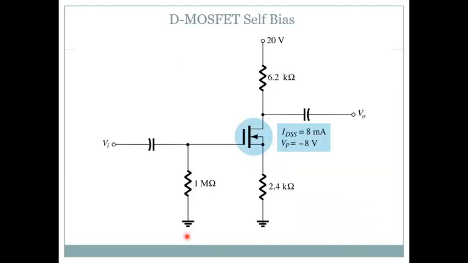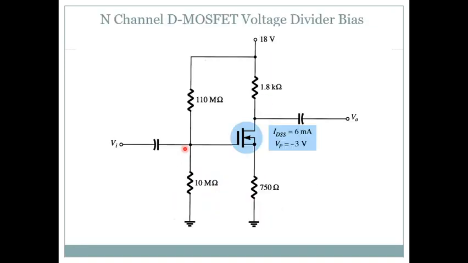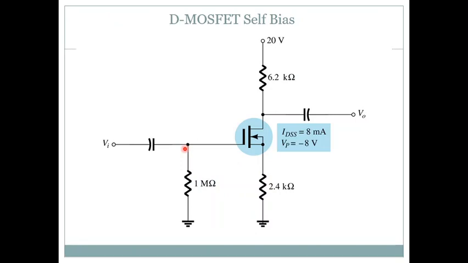For MOSFETs, we usually don't use the fixed bias, which is just the voltage, but we use the self bias, right? Self bias, again the voltage here would be zero. This is for D-MOSFETs, and then the rest of the calculations would be the same, right? There is no difference in there.